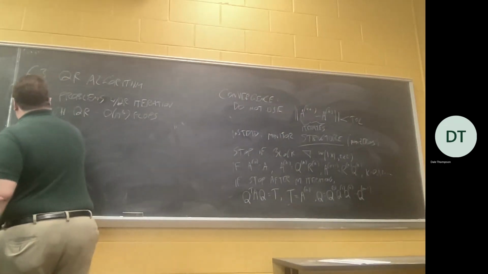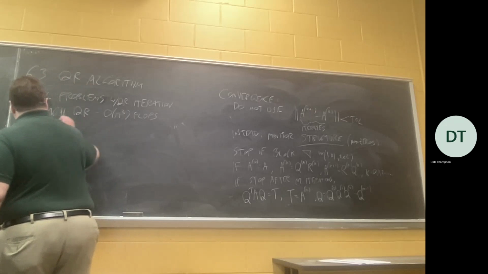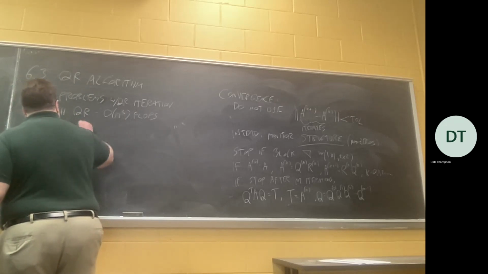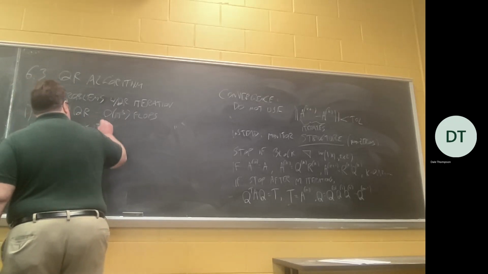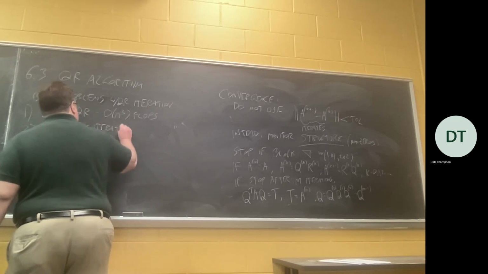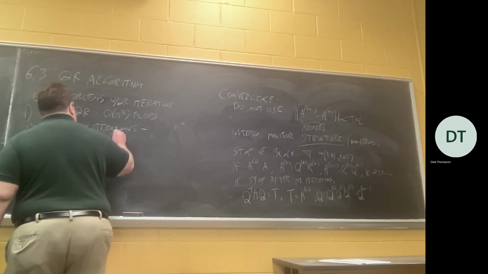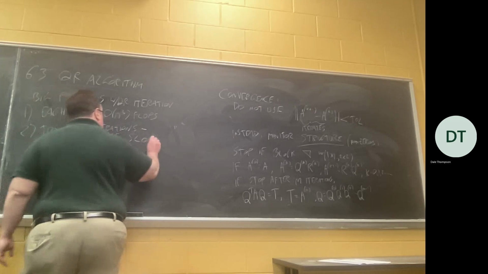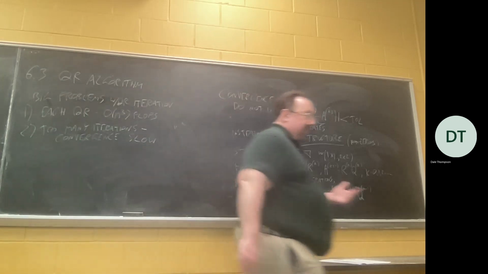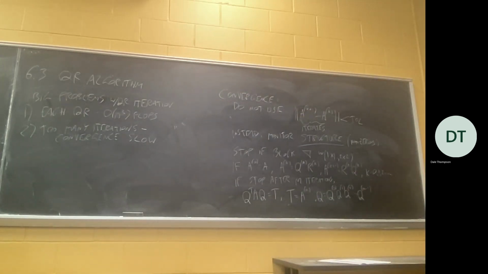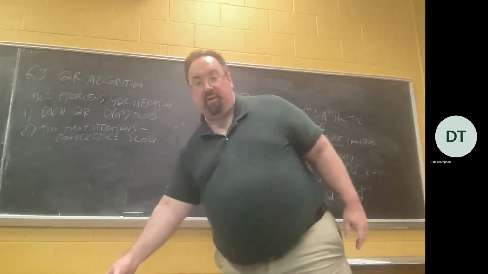Each iteration is too expensive, and there are too many iterations. In other words, convergence to this quasi upper triangular form, as the algorithm is currently described, is too slow. So today I'll address the first of these issues, and then the other will be addressed on Tuesday.